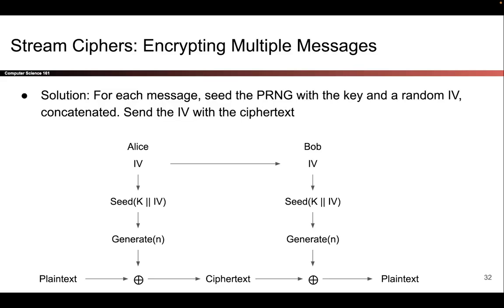Now to decrypt, Bob takes the IV that he just received, which is a public value, and seeds his PRNG with the secret key, which is the same every encryption, and the IV, which is special for just this encryption. That's the same seed as Alice used, so he will generate the same pseudo-random bits, and then he can use those bits to XOR with the ciphertext and get the original plaintext back. So to encrypt multiple messages, we have to introduce IVs, and remember to use a different IV for every message. This works just fine.